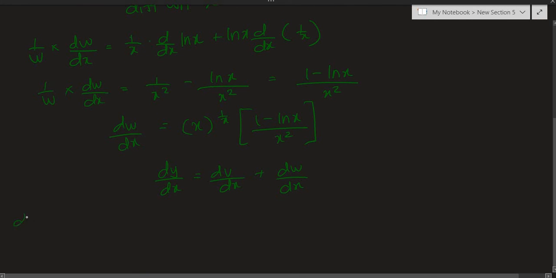So plugging in all these crazy terms, we have dy over dx being equal to, first, the sine of x raised to the natural log of x, times the natural log of sine of x divided by x, plus cotangent of x times the natural log of x, and then we have the dw over dx term, plus x to the 1 over x power times 1 minus natural log of x divided by x squared. So it's a pretty nasty expression, but at least we got our problem solved, right?